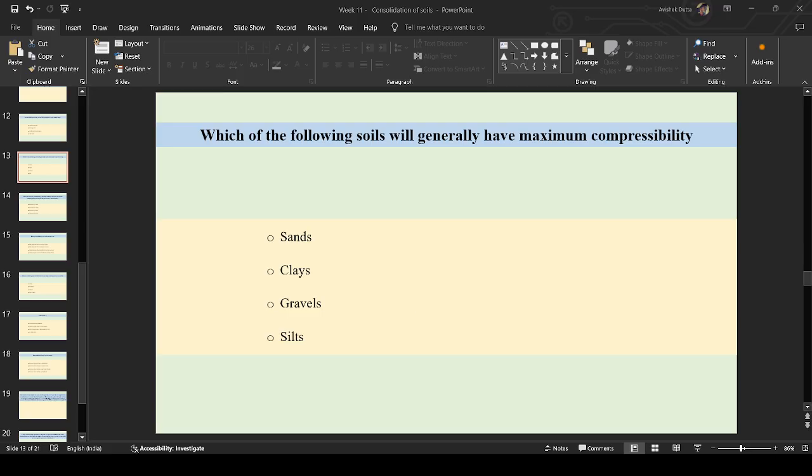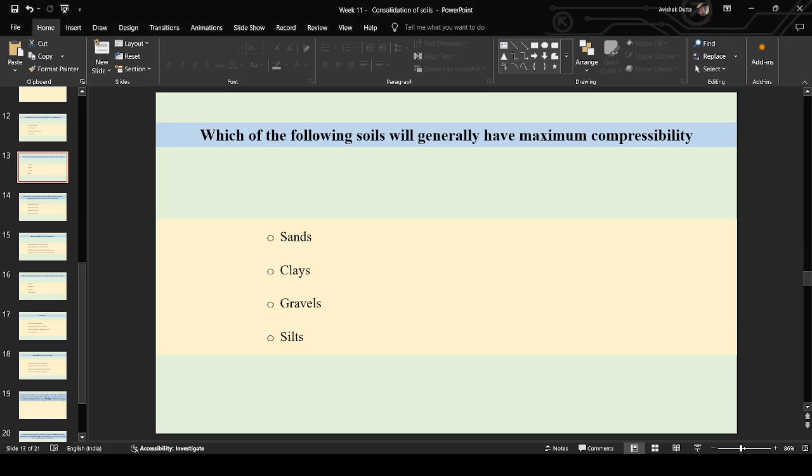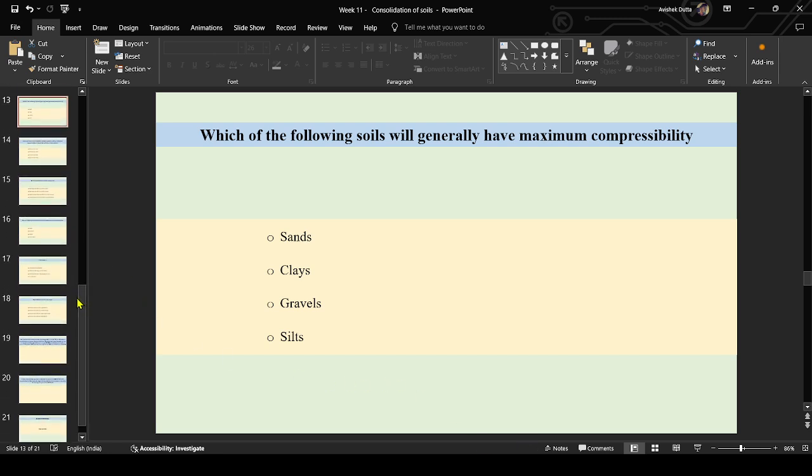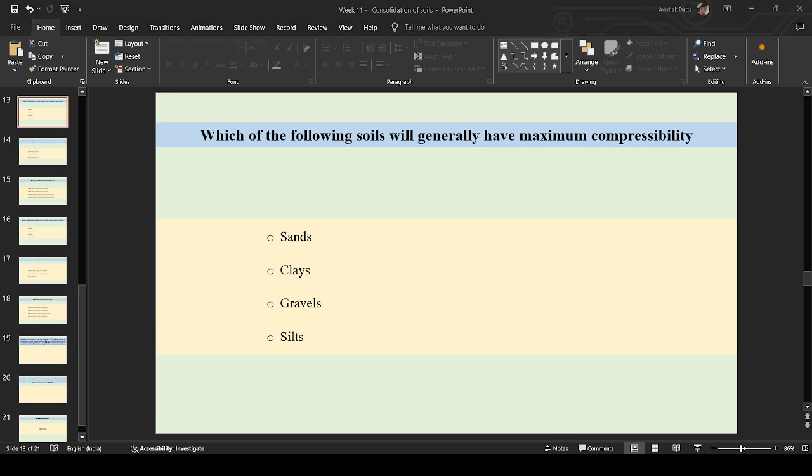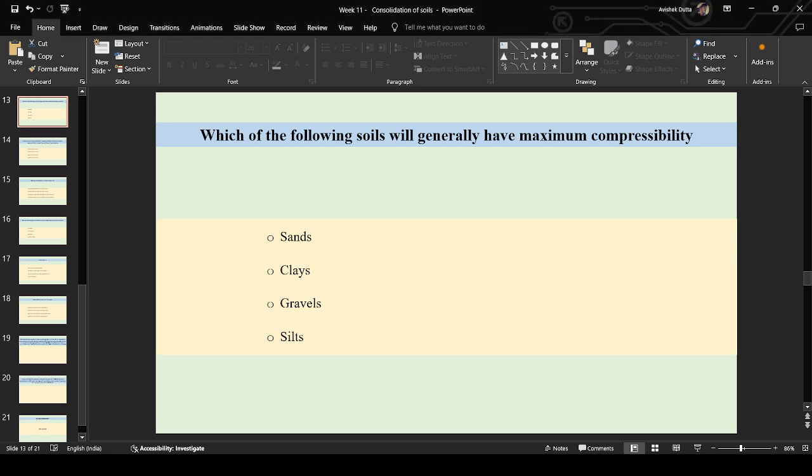This is not updating. Which of the following soils will generally have maximum compressibility? Your options are sands, clays, gravels, or silts.